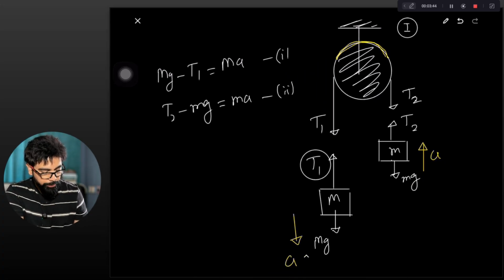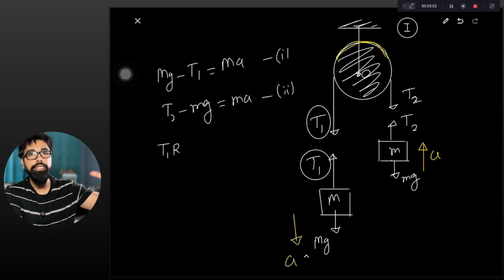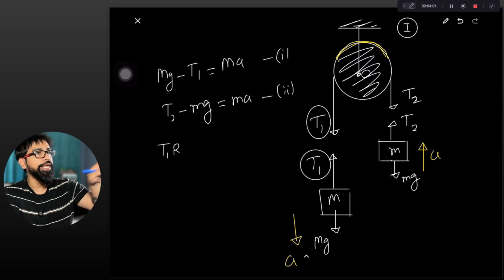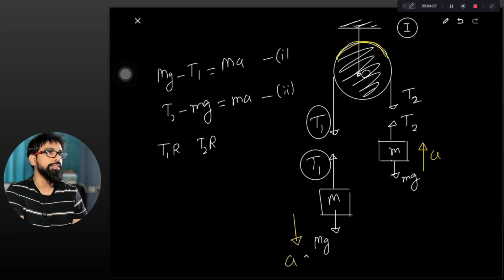Now what is the torque provided by T1 about the center? Let me call the center O. It's going to be T1 into R. And if you use the right hand thumb rule, put the wrist at O and curl it, you can see that the torque of T1 is anti-clockwise. And the torque of T2, again put the wrist at O, do the right hand thumb rule, you can see the torque is T2R and it is clockwise.